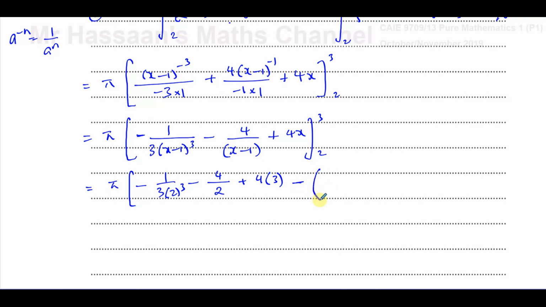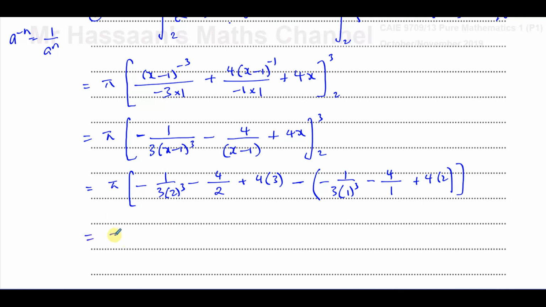And then I'm going to put a bracket to protect these from the minus sign. I'll put 2 in here. So I have minus 1 over 3 times 2 minus 1 cubed. So that's 1 cubed, which is going to be 1 there. And then minus 4 over 2 minus 1, which is 1. Plus 4 times 2. Okay, let's see what that gives us.